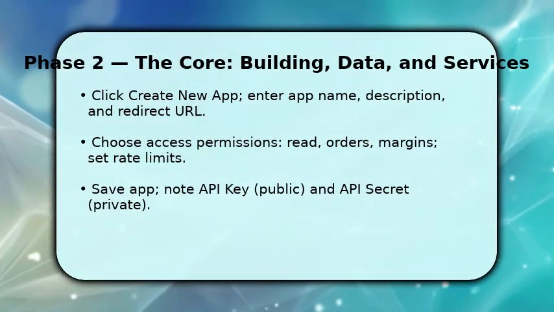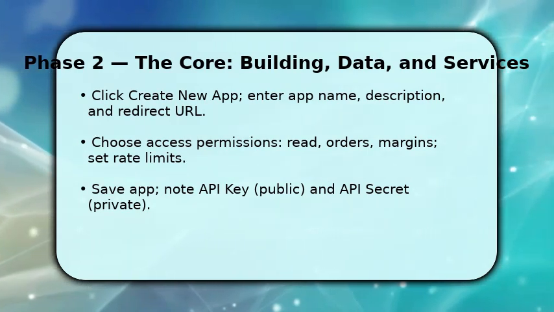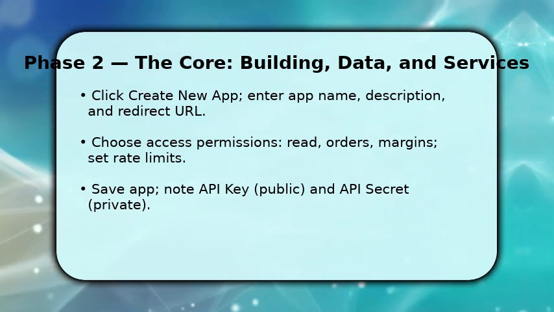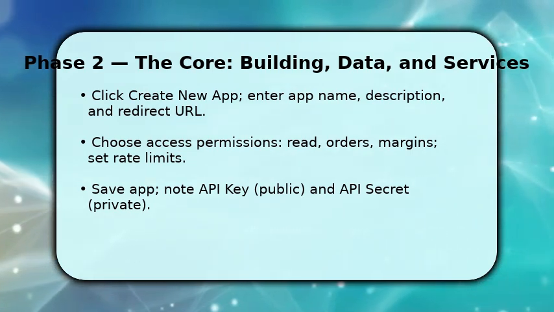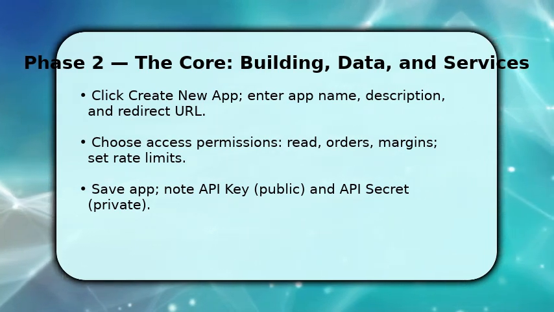Next, create the application entry. Click Create New App and fill in the app name, a concise description, and a valid redirect URL for OAuth flows. Then select precise permissions, for example read-only versus order placement, because granular scopes reduce security risk.